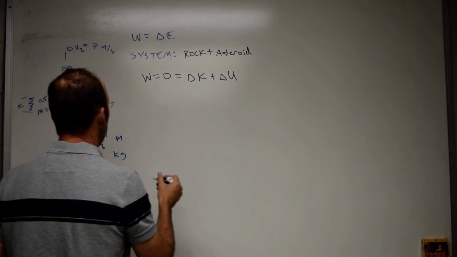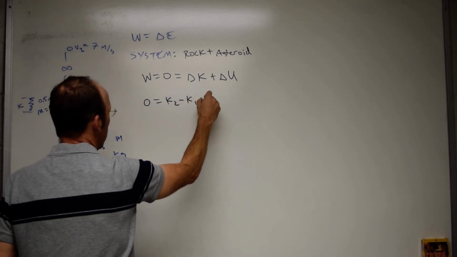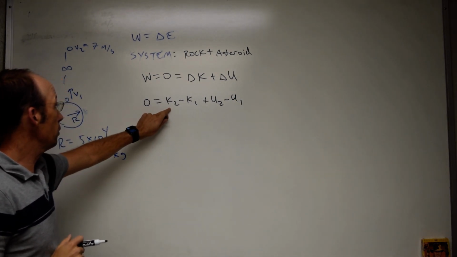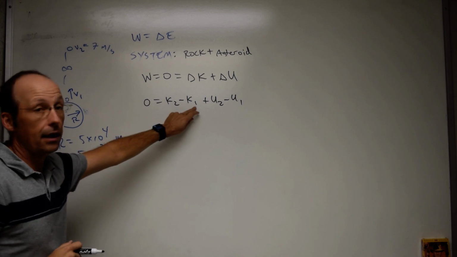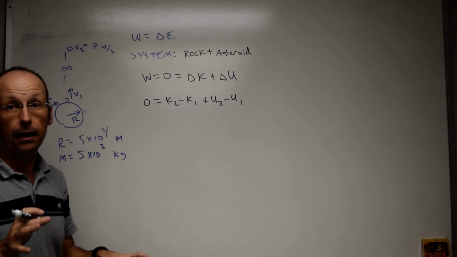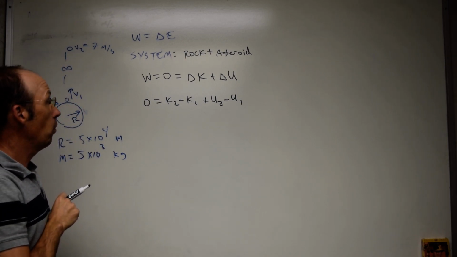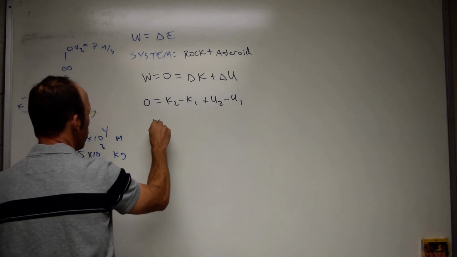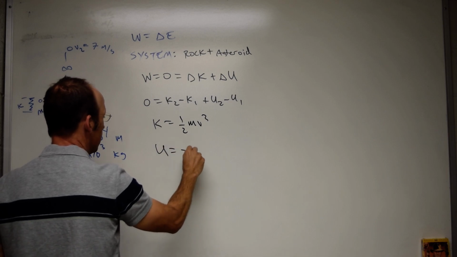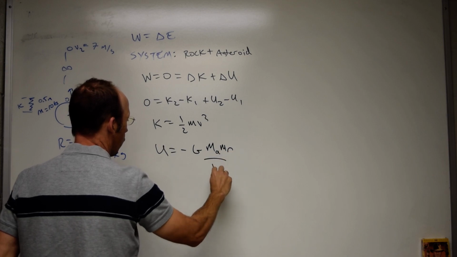Okay, so let's say this is 0 equals K2 minus K1 plus U2 minus U1. So K2 is the kinetic energy when it's really far away. K1 is the kinetic energy at the beginning. U2 is the potential energy far away. And U1 is the potential energy close up. So here, in general, kinetic energy is 1/2 mv squared. Potential energy is negative G, mass of the asteroid, mass of the rock, over the radius.